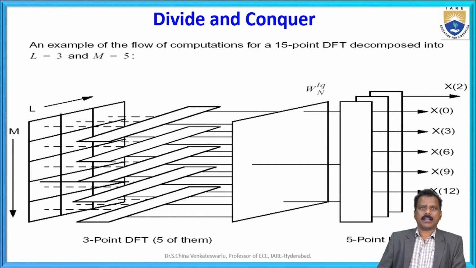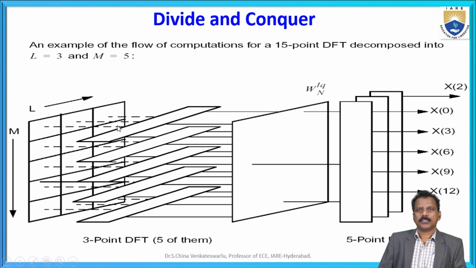Like this, an example of the flow of computations of the 15-point DFT decomposed into L is equal to 3, M is equal to 5. Here L runs from 1 up to 3, that means L is equal to 3. This is part 1, part 2, part 3. And M runs through 1, 2, 3, 4, 5, that means M is equal to 5.